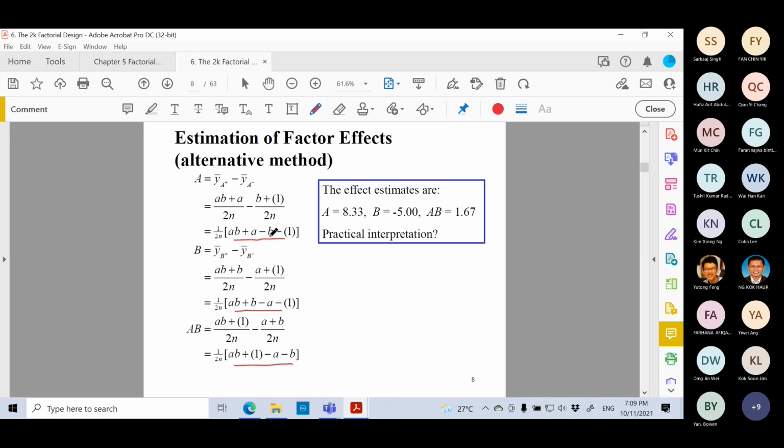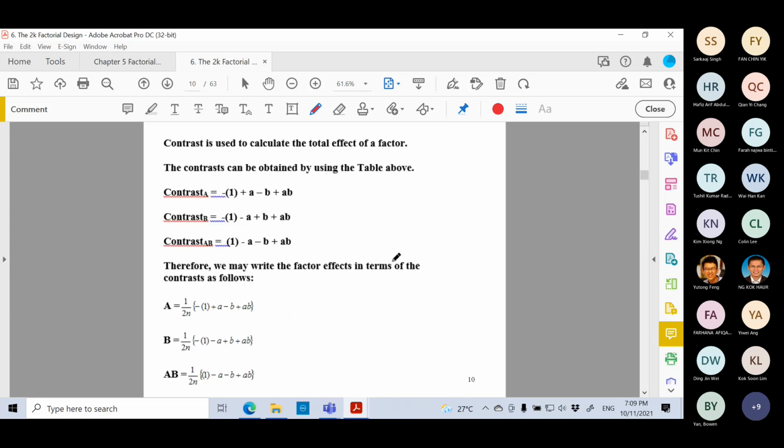So what is this called? I will put it in the following slide. What I call the contrast. So the contrast of A can be obtained from the table above.